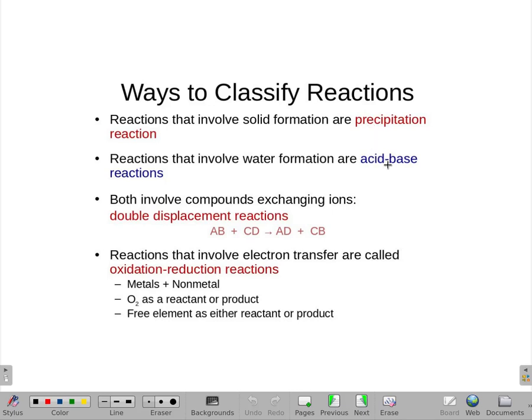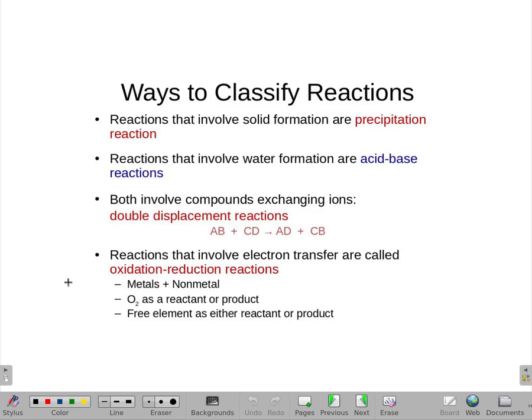Acid-base reactions, you're looking for water being created, ideally from HA, an acid, and OH, a base. Double displacement reactions are just where they swapped. These both could be considered double displacement reactions because one of these could form a solid, and if it forms a solid, it's a precipitation reaction. One of these could be water, and therefore it's an acid-base reaction. So both these are what we also refer to as double displacement reactions.